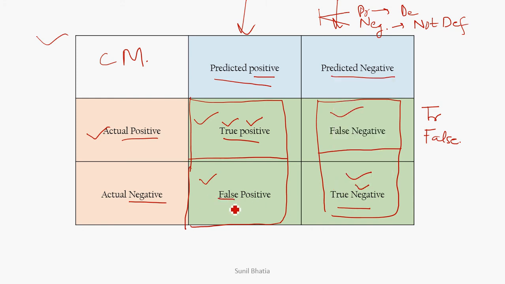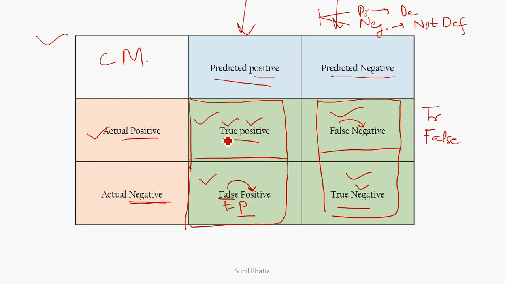Similarly, false means something is wrong. So false positive means that the system, the model, said that it's a positive result, but actually in reality it was a negative result. Similarly, false negative means that we predicted something wrong, and what we predicted wrong was a negative value. So negative values were predicted wrong, they were actually positive.